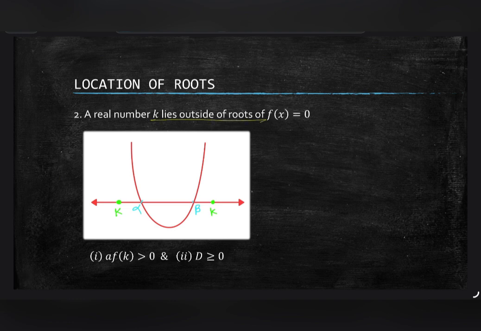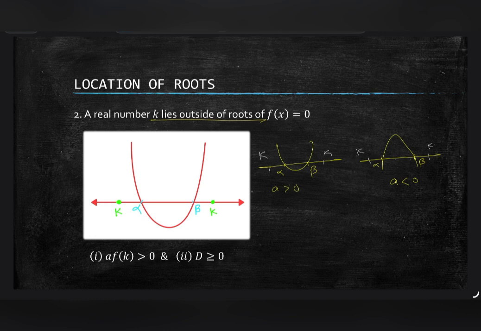Outside the root means we know that in the quadratic equation we have two possibilities. Possibility 1, when my graph is upwards, it means when a is positive, and when my graph is downwards, it means when a is negative. Suppose the roots are alpha and beta. Now we are saying that k lies outside the root. It means k has two possibilities: either k is on the left side or k can be on the right side.